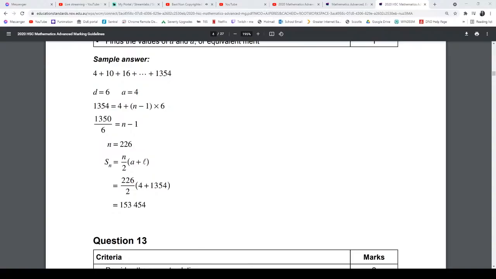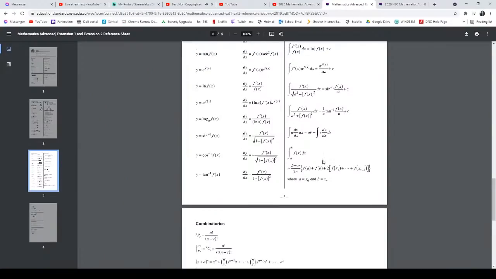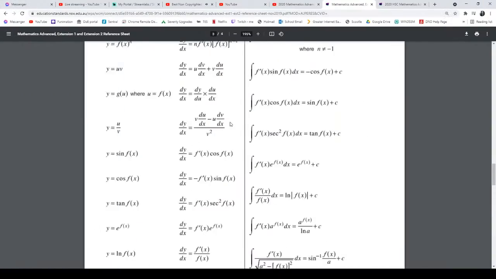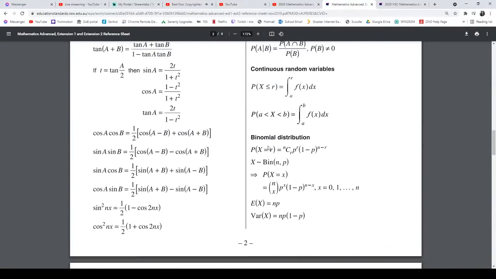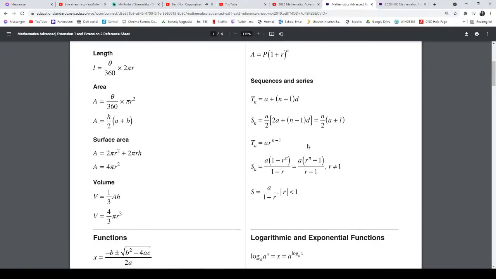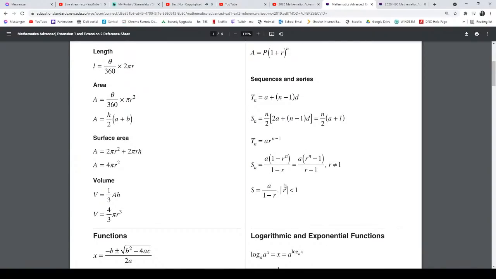Now, this is the one I wasn't too sure about. So the n value in this case is 226. So you start off by saying your difference is 6 and you... right. So if we look over onto our formula sheet, I'm going to zoom in on this one. So here's our formula sheet here. And up on the first page, you've got these 4 formulas here.